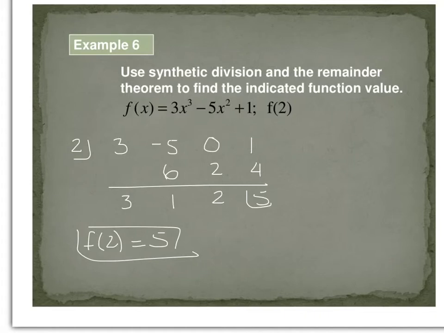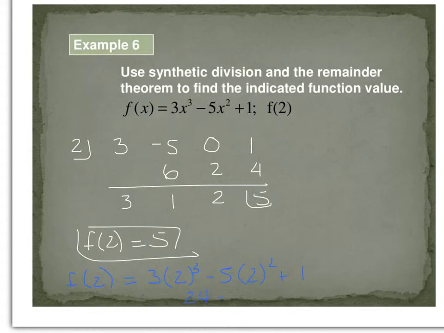And I'm just going to do a little side check here. Let's actually find f of 2 the long way. Let's find it the way we knew from before. So 3 times 2 cubed minus 5 times 2 squared plus 1. 2 cubed, we got 8 times 3 is 24.